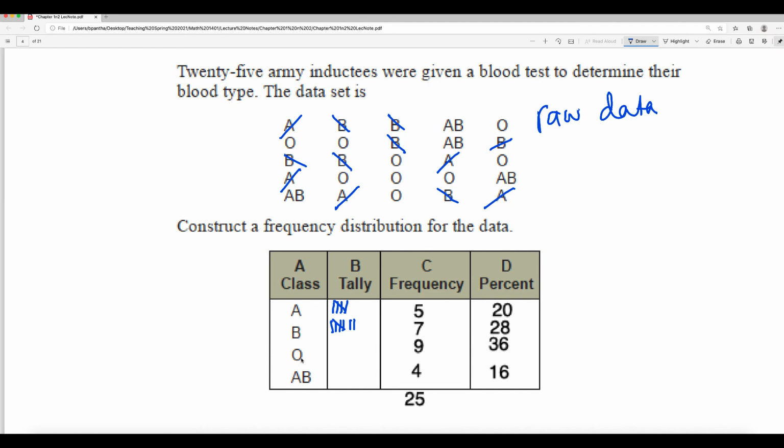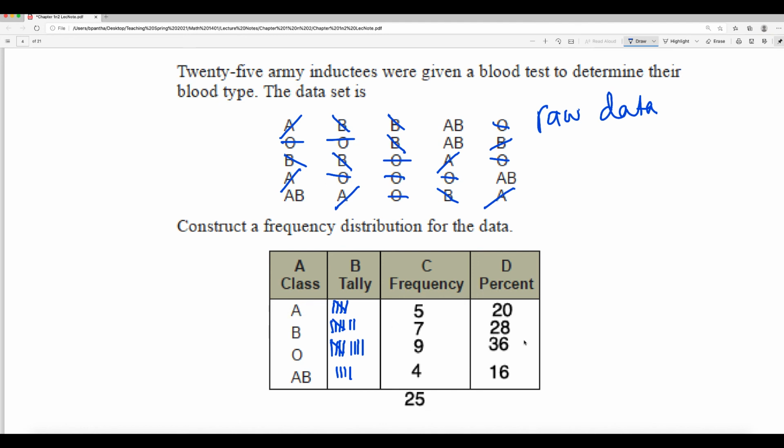Okay. And how many O are there? If you count like that, 1, 2, 3, 4, 5, and then 1, 2, 3, 4. That is 9 total. And then AB are 4. 1, 2, 3, 4. If you count, you will get 4 there. All right. So the frequencies are how many times a particular value is repeated.